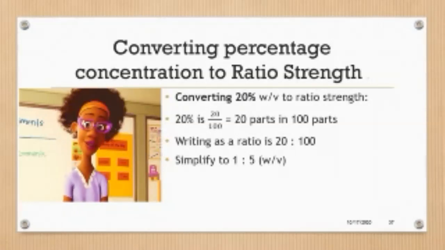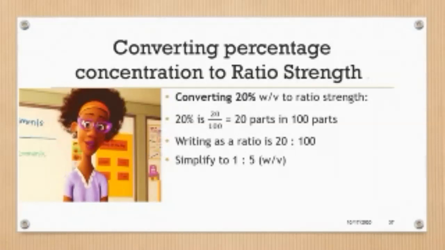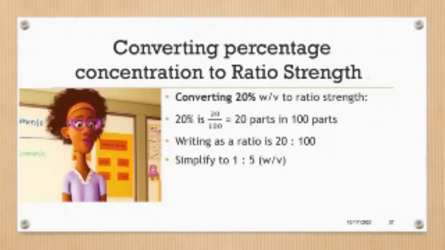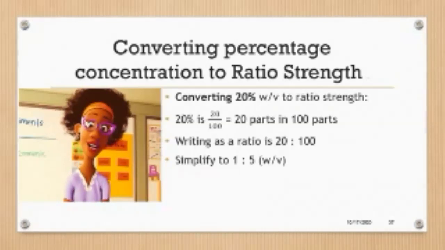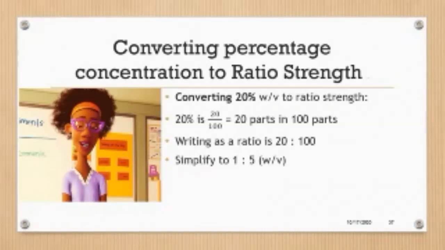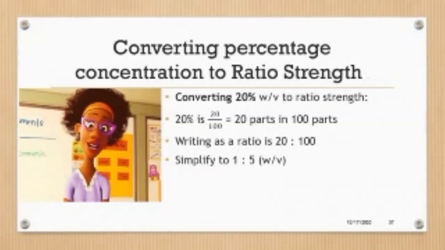However, we always write our ratio strength in the simplest form. Now, do you remember how we get the 20 to 100 in its simplest form? We need to make 20 be 1. In order for 20 to be 1, we need to divide by 20. 20 into 20 goes 1 time, right? So in order for our simplest form to have our 1 on the left-hand side of the colon, we have to divide that number by itself. And 20 into 20 goes 1 time.